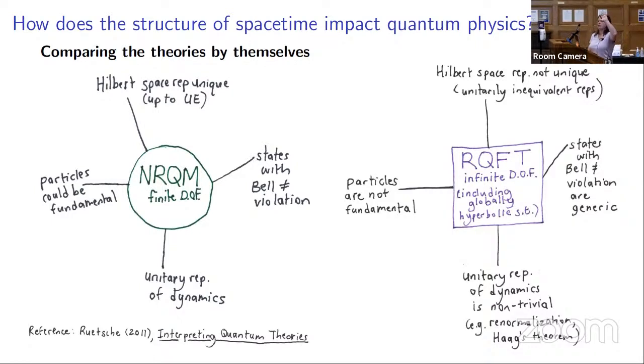All right, so I've included on this slide a bunch of implications and differences between relativistic quantum field theory, just the theory, and non-relativistic quantum mechanics. Particles are not fundamental. There's a bunch of converging arguments that lead to that conclusion. And I also wanted to point out that there are implications for the dynamics as well as for the kinematics. In particular, it becomes non-trivial to give unitary representations to dynamics in this context where you have unitarily inequivalent Hilbert space representations.